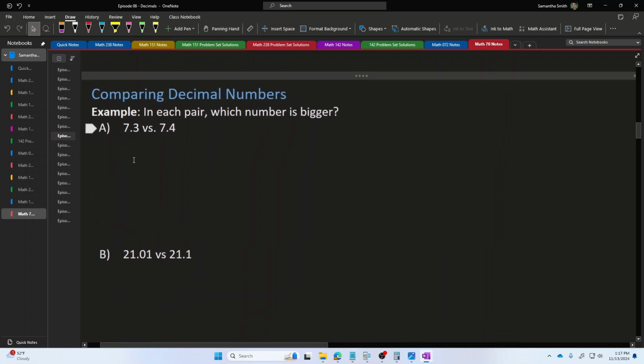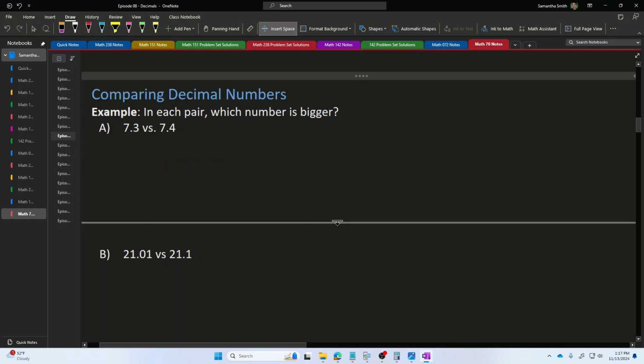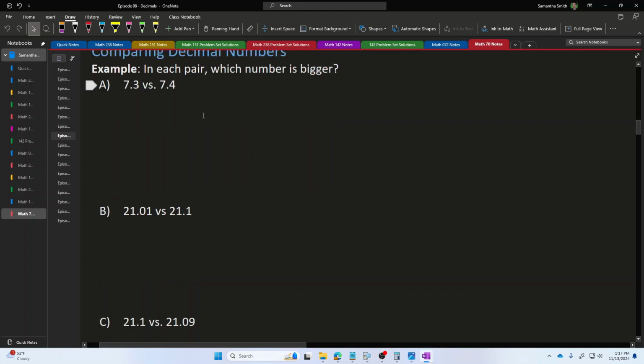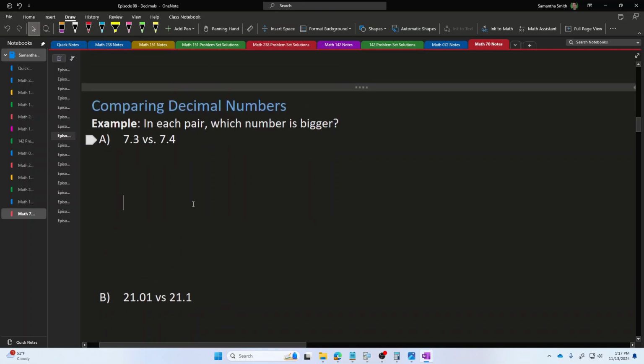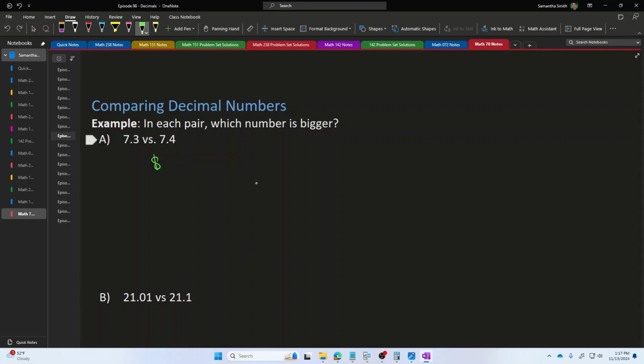Now, when we are looking at two decimal numbers, and we're trying to figure out which one of these decimal numbers is larger, it can be useful to keep this money idea in mind. For example, if someone said, I have 7.3 versus 7.4, which of these two numbers is bigger? I just have to think about if I had $7.30 versus if I had $7.40, in which situation would I have the most money? If I had $7.40, I would have more money than $7.30.